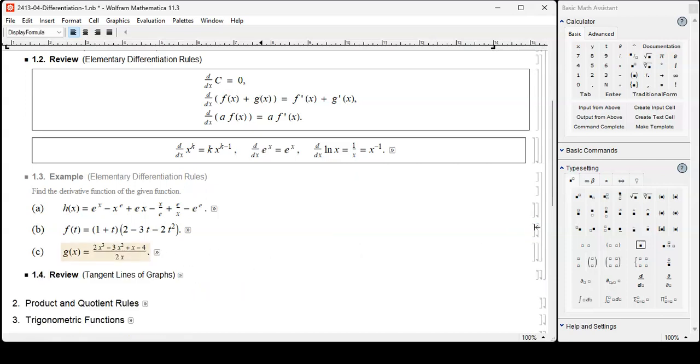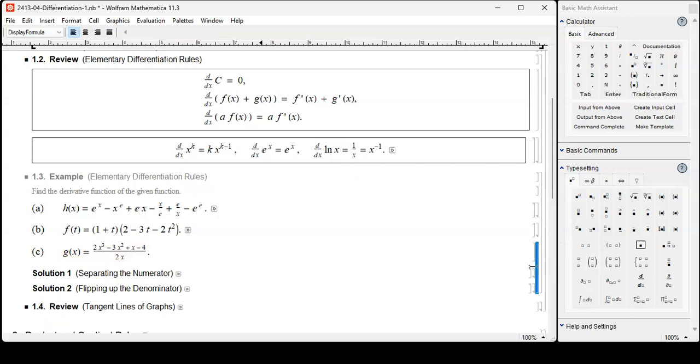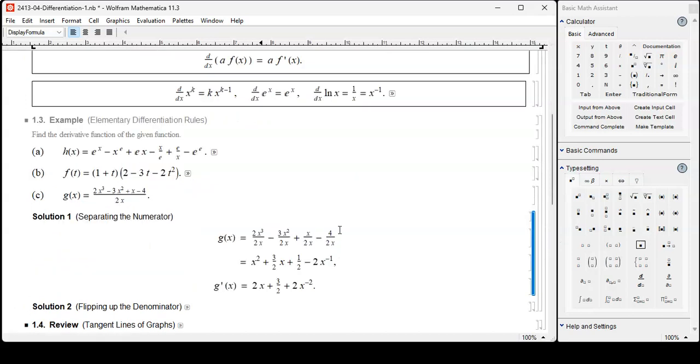This one here, well, a bit tough, but you can work it out by separating the numerator. You cannot separate the denominator, but the numerator you can. And then simplify each. And that's going to give you a bunch of power functions. And then apply this rule. There you go. You have the derivative.